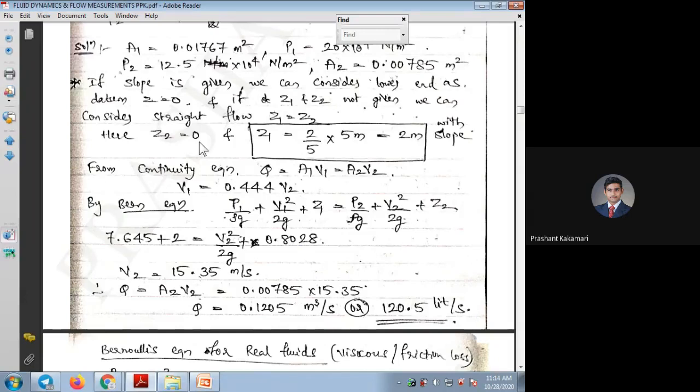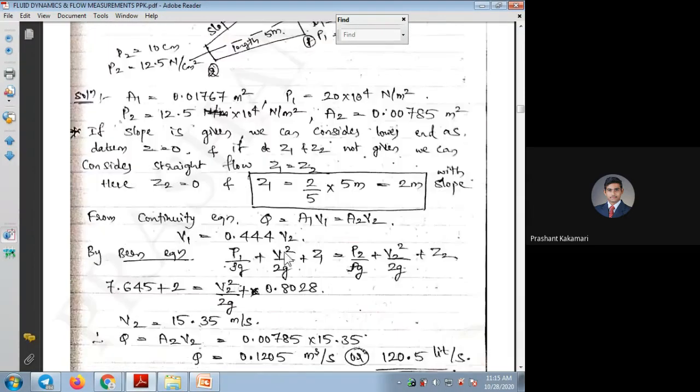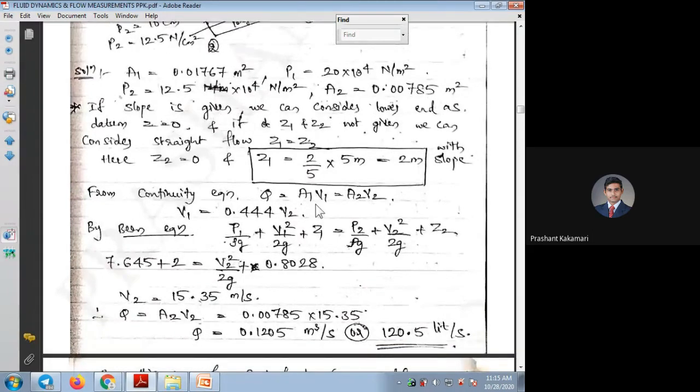Okay. Now, as they're asking for the discharge, they are trying to find it by discharge Q equal to A1 V1 and A2 V2. So by either equation you can find the discharge. They have equated A1 V1 equal to A2 V2. A1 and A2 are known, but V1 and V2 are not known.